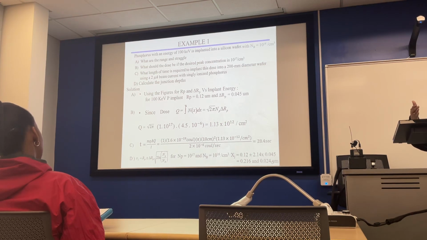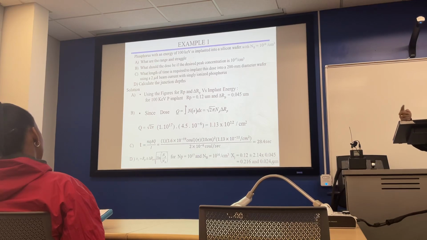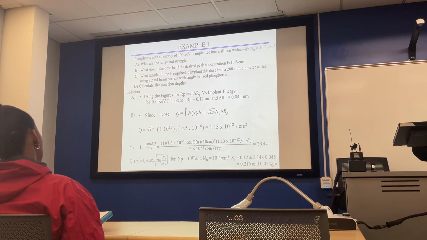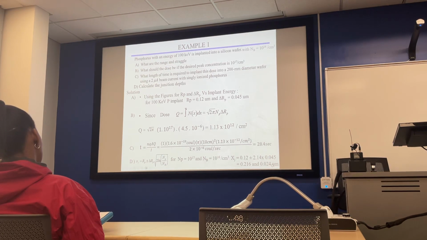When they hit the silicon wafer, remember there is a current integrator there, right? So you have knowledge of the beam current coming with a certain velocity, because that's how you are integrating the charge in ion implantation. So you know the beam current. The beam current is 2 microamp, and it is a singly charged phosphorus.